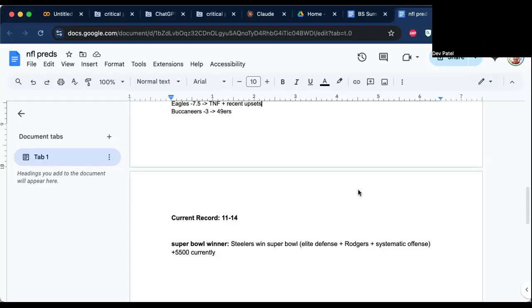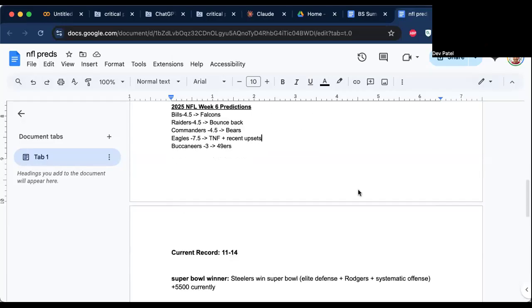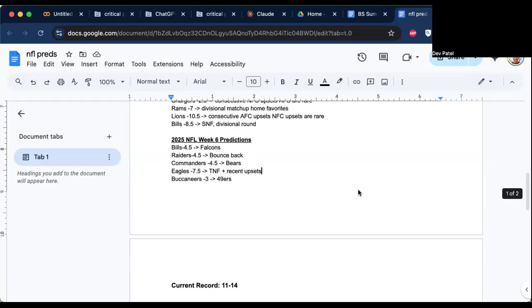So we'll go over NFL Week 6 predictions. Currently we're 11 and 14, a bit below 50%, but Bills minus 4.5 against the Falcons. Falcons have already done the SNF upset, so that's why we have Bills minus 4.5.